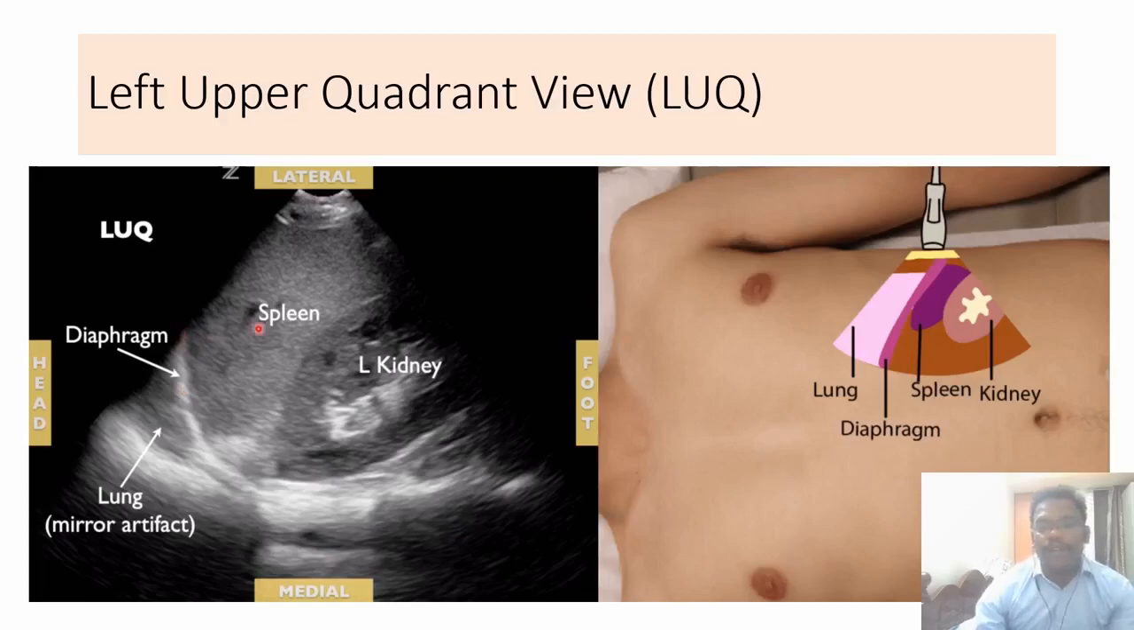The free fluid in the left upper quadrant is most commonly seen in the perisplenic space or subphrenic space. This is in contrast to the right upper quadrant view, where we most commonly see the free fluid in Morrison's pouch, that is between the liver and the right kidney. Here, most often the free fluid is collected in the perisplenic space, because of the presence of the splenorenal ligament that limits the ability of fluid to track between the left kidney and the spleen, so the fluid accumulation most often won't be here.